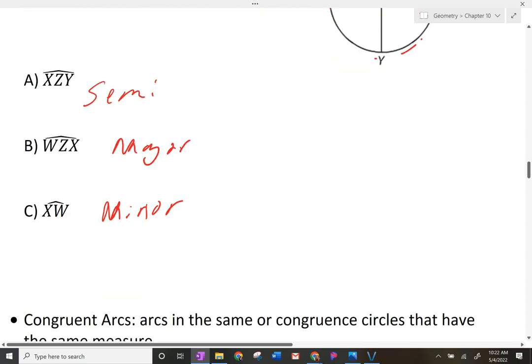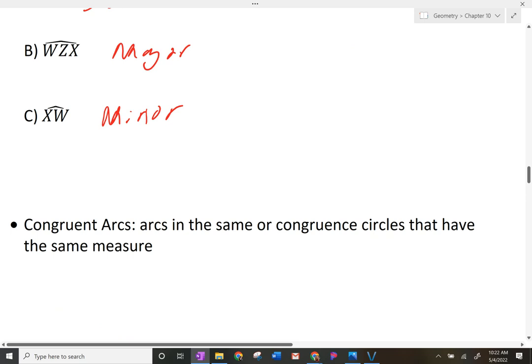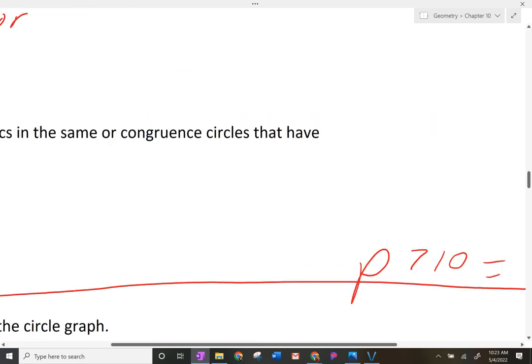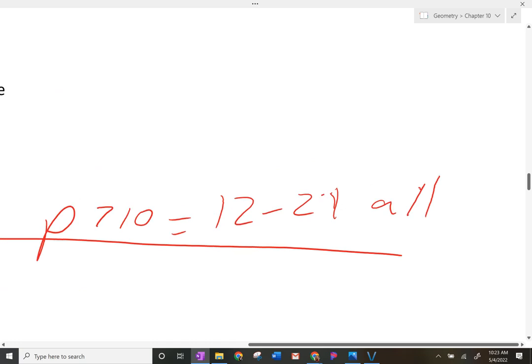Okay. That is all I wanted to go through today. Don't worry about that definition. What I have for you guys is page 710, 12 through 21 all. Again, if you draw that whole circle and fill in all the angles, that will make the last parts go really, really quick.